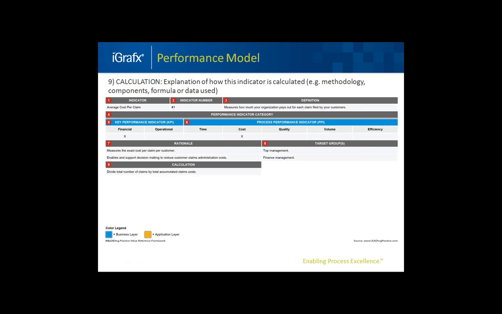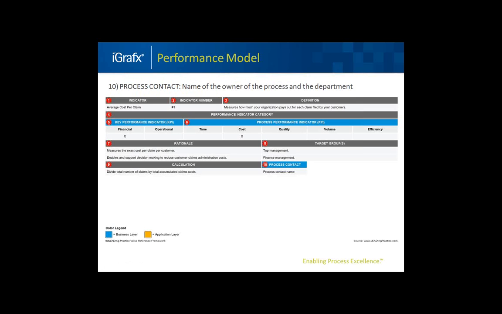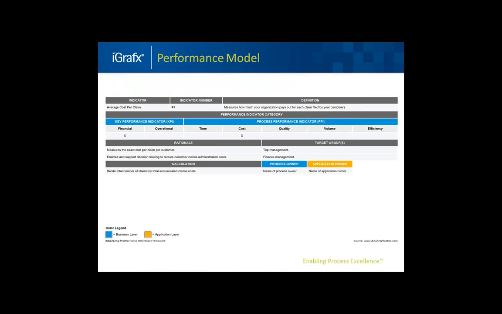So in addition to that, when you have the calculation, you would need to have the link to the process contact, as well as to the application owner and the data owner. This gives you an interlink of who you would work with in the organization. Obviously the calculations with the process owners and the data, either within the applications or the data owners. So we now have a lot of points to it.